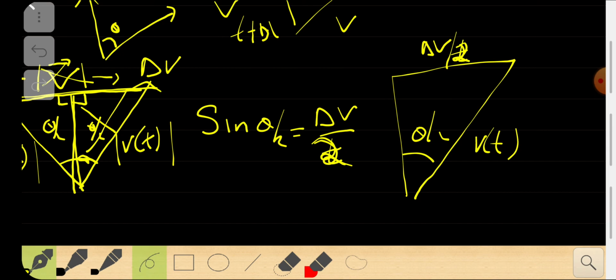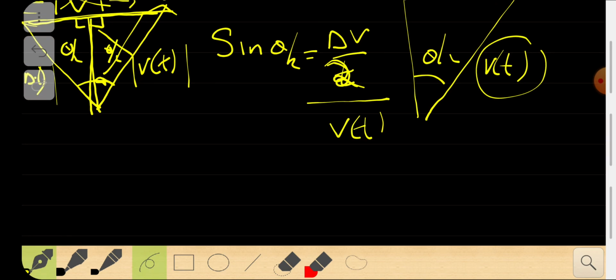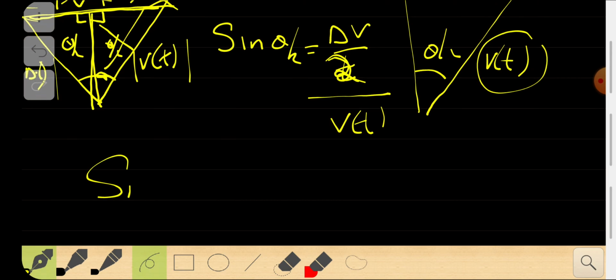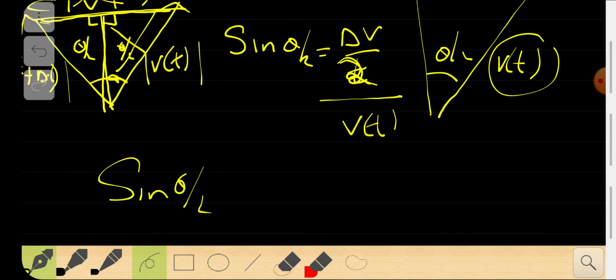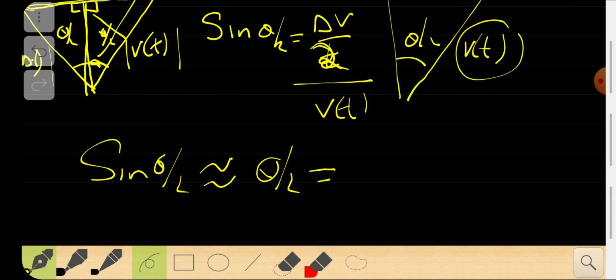Okay, so it's delta v by 2 divided by the hypotenuse, which is v of t. So you can say sine theta by 2 will be approximately equal to theta by 2. Using the small angle approximation which we derived in the last lecture, you can say that delta theta by 2 will be delta v by 2 v, where v is the magnitude of the vector v of t.